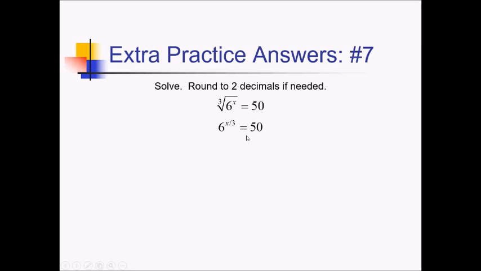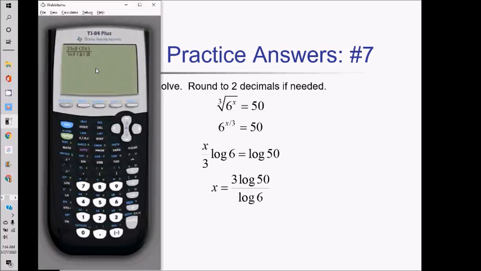And now I'm just going to take the log of both sides with my pop-out rule. That's going to give me x over 3 log of 6 on the left side and log of 50 on the right side. And then, let's see here, I've got to multiply by 3 on both sides and divide by log of 6. So I'm going to end up with 3 log of 50 over log of 6, which I can now do on the calculator. And let's see what this comes out to.